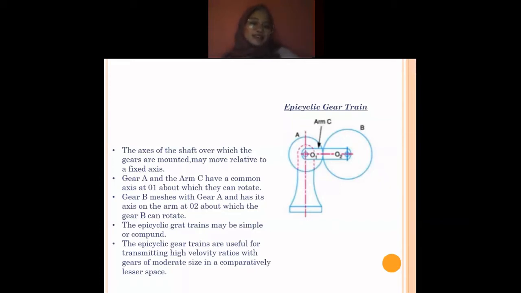And lastly, gear trains are useful for transmitting a high velocity ratio with gears of moderate size in a comparatively lesser space. Okay, I will pass next to Sharul Akmal bin Ismail.